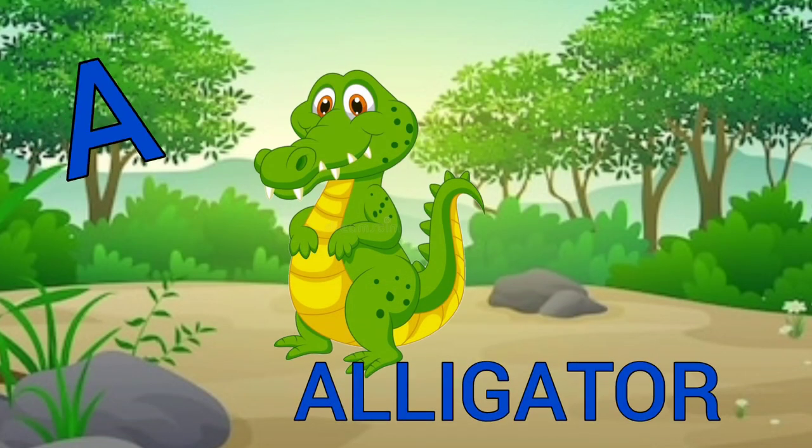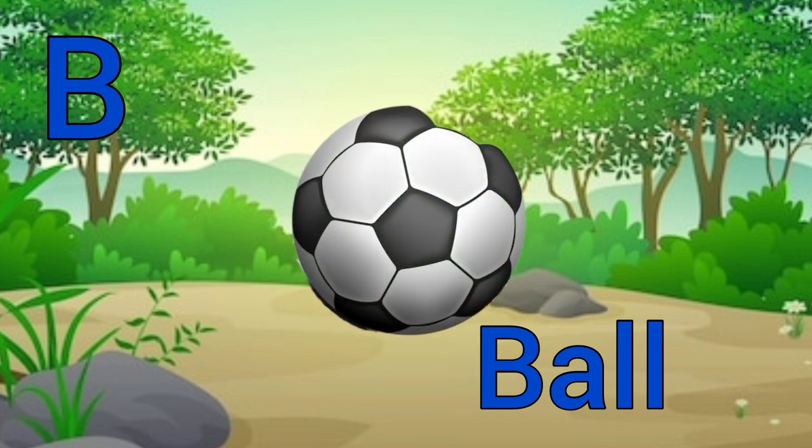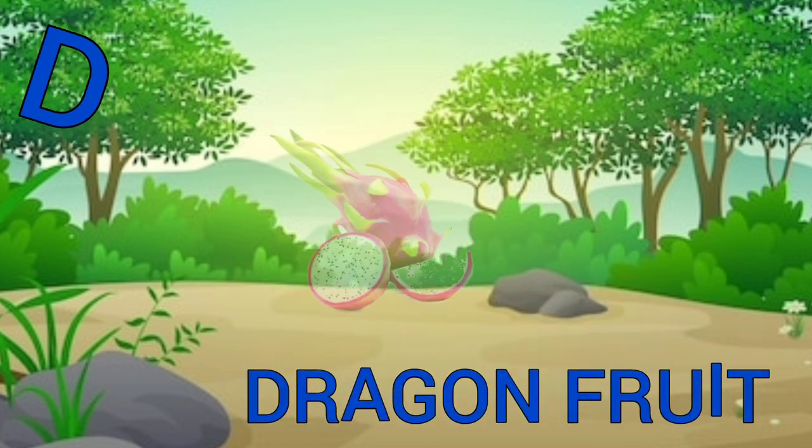A for alligator. A-L-L-I-G-A-T-O-R. Alligator. A for alligator. B for ball. B-A-L-L, ball. C for cherry. C-H-E-R-R-Y. Cherry. C for cherry.